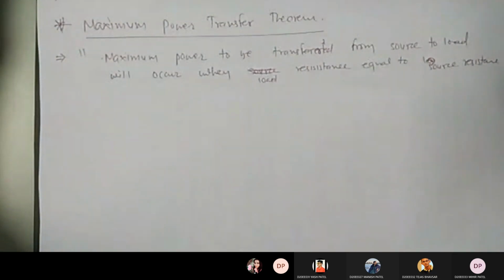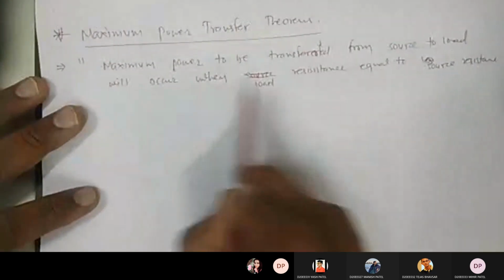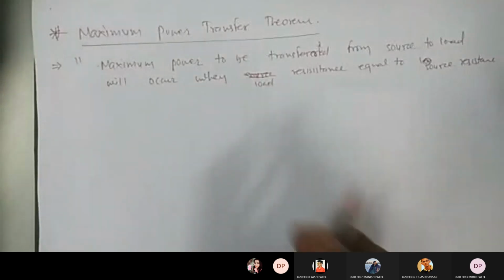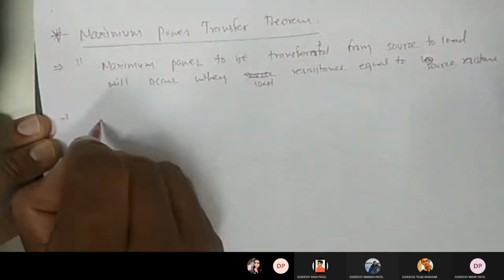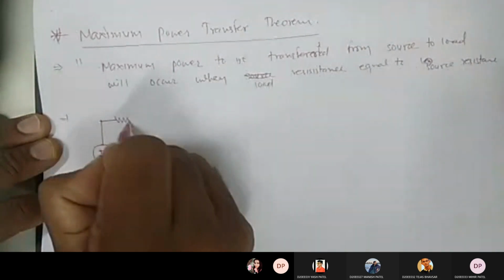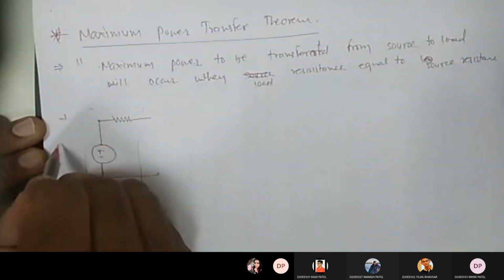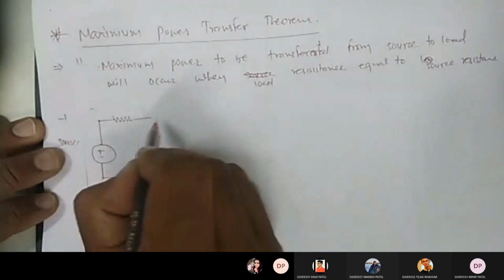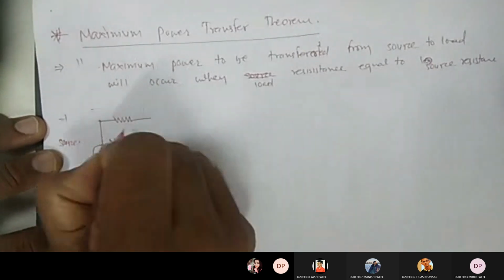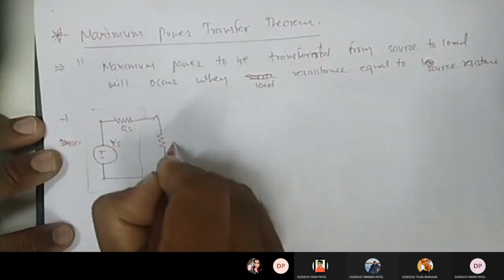Maximum amount of power will be transferred from source to load whenever both the resistors are similar. So how can we do this? Suppose I am getting this circuit, so there will be a voltage source. This voltage source will have its internal resistance. This is nothing but the source. I am giving the names Vs and Rs. And at the output side we have connected the load, that is nothing but RL.